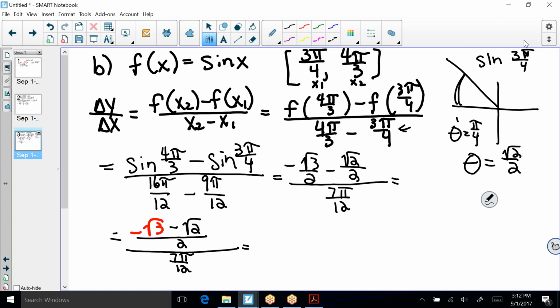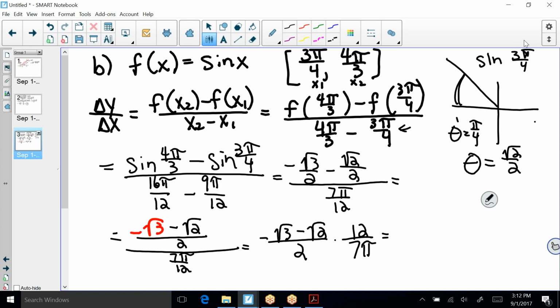To do that division, we're going to change that to multiplication and then just flip that denominator. So we have negative root 3 minus root 2 over 2 times 7 pi. Oops, I got to flip that one. Times 12 over 7 pi. And we'll see if there's anything to simplify.